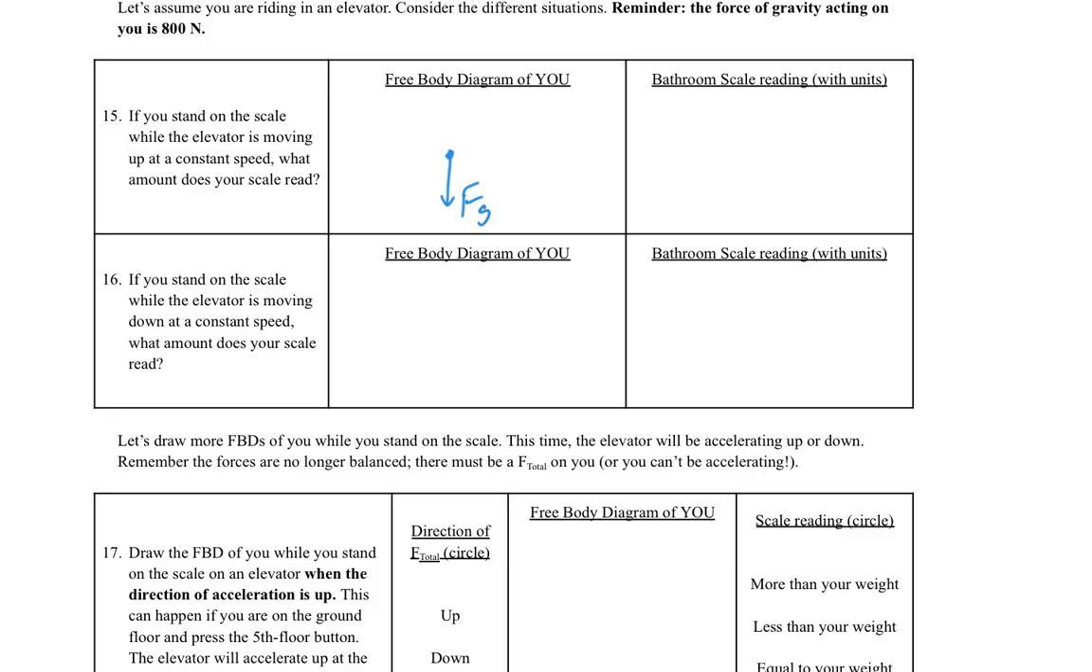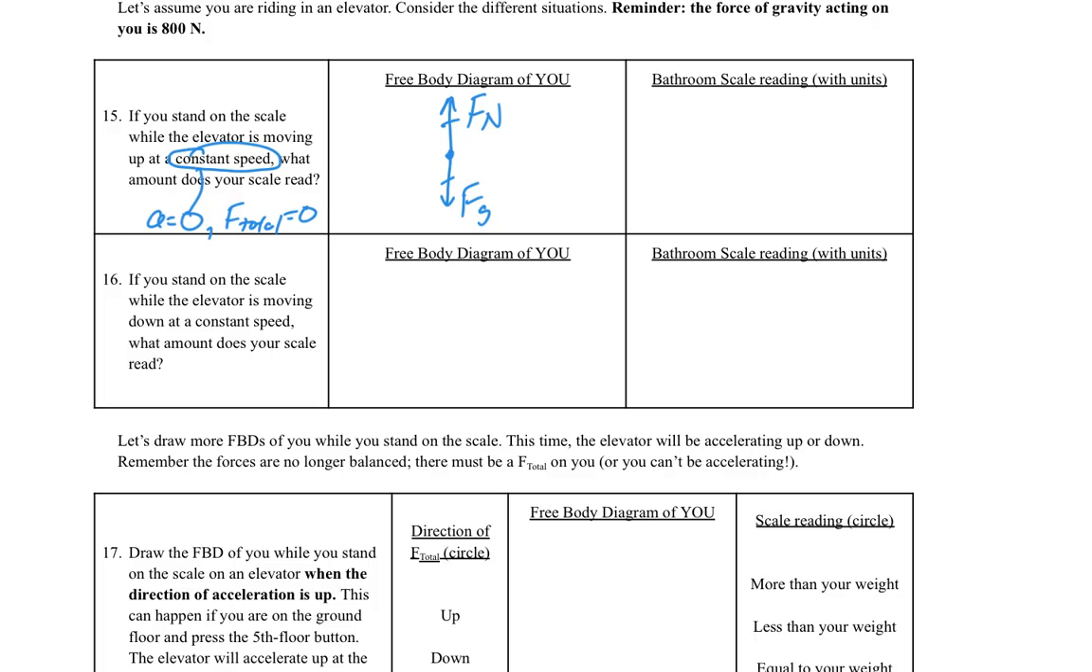And we have to figure out, well, is that normal force bigger, smaller, or the same size as the force of gravity? I would like to argue, and you can think about this if you want to pause the video, I would like to argue that it's going to be the same size as the force of gravity. It has to be, because if we're going at a constant speed, that means the acceleration on us is zero. Well, if the acceleration on us is zero, then the total force that's acting on us also has to be zero.